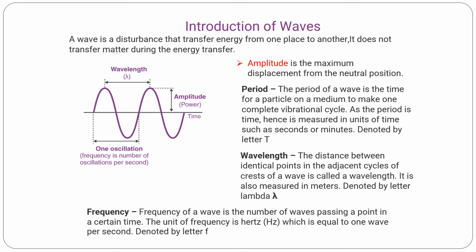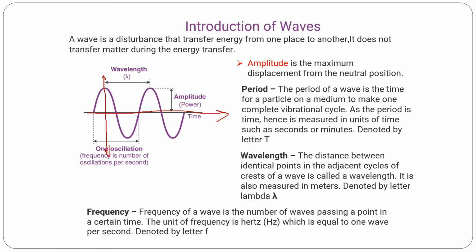Now let us give an introduction to waves. A wave is a disturbance that transfers energy from one place to another. It does not transfer matter during the energy transfer. In this figure, the energy is transferred along the x-axis, while the matter moves along the y-axis. This is called a wave. There are mainly two types of waves, mechanical as well as electromagnetic waves. In this particular chapter we are discussing electromagnetic waves.